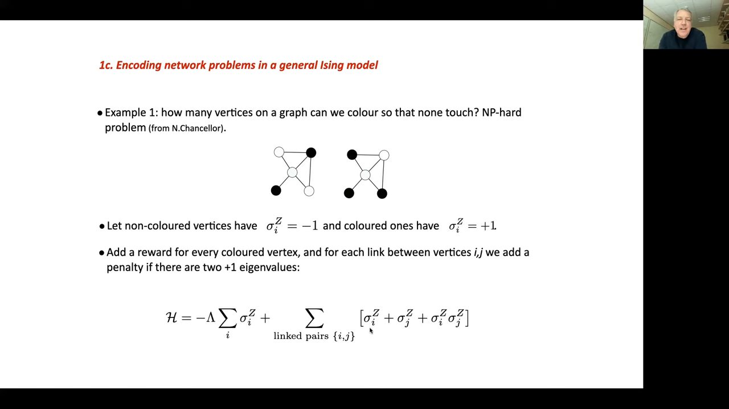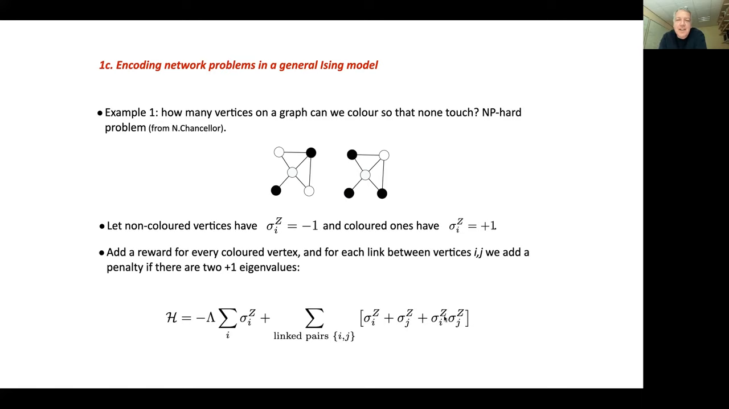And then I want to give it a penalty if two colored vertices are next door to each other. So I sum over the linked pairs, i and j. If I have this term, you'll see that if sigma i and sigma j are both positive, I get +3 from this term. So it's a penalty of +3. So lambda has to be less than 3. Otherwise, I'm just going to color in everything, and this term is not going to be important. But if lambda is smaller than 3, this is enough of a penalty that it's not going to carry on coloring in vertices.